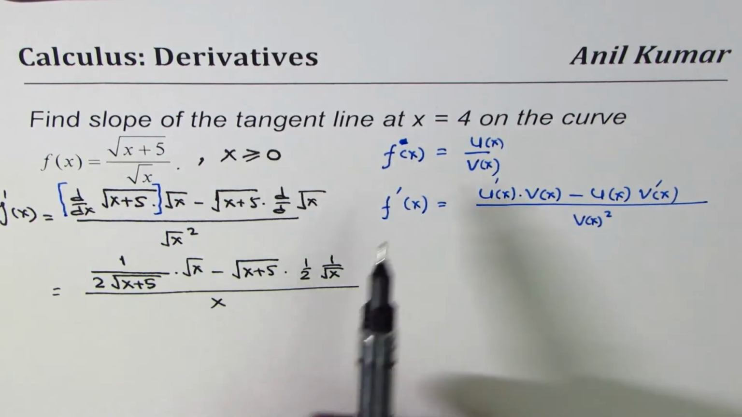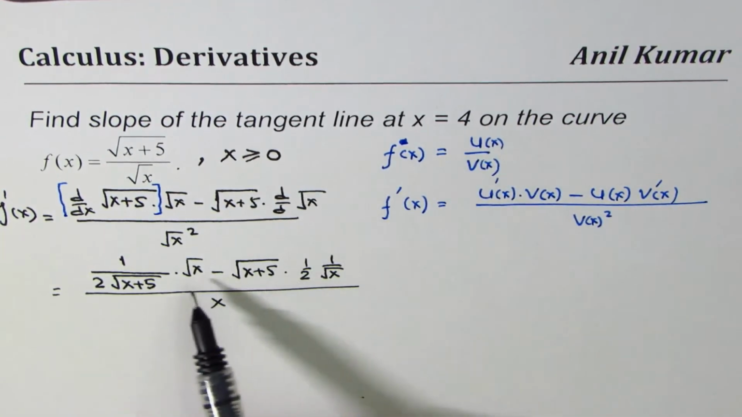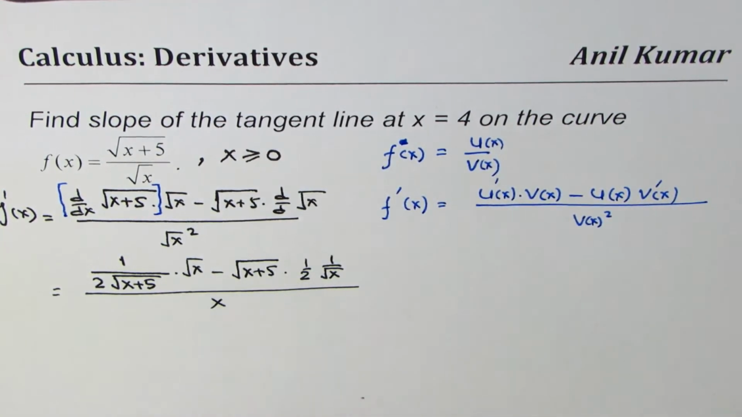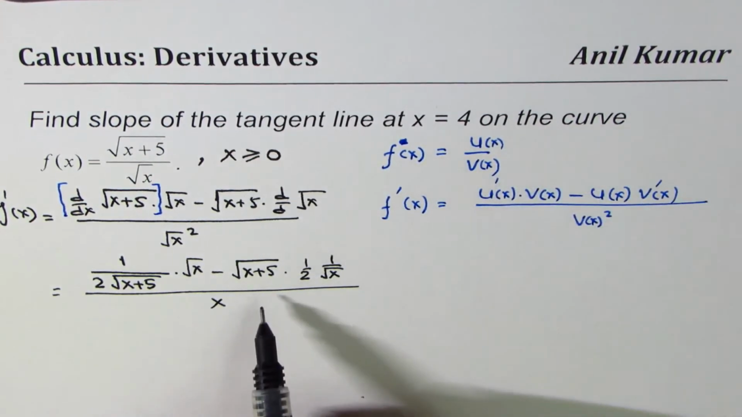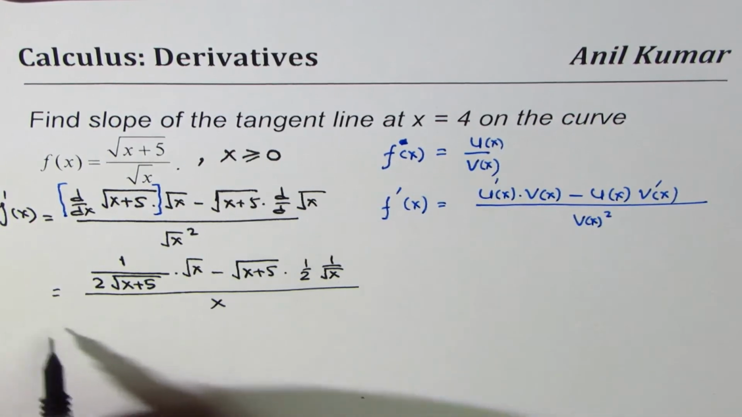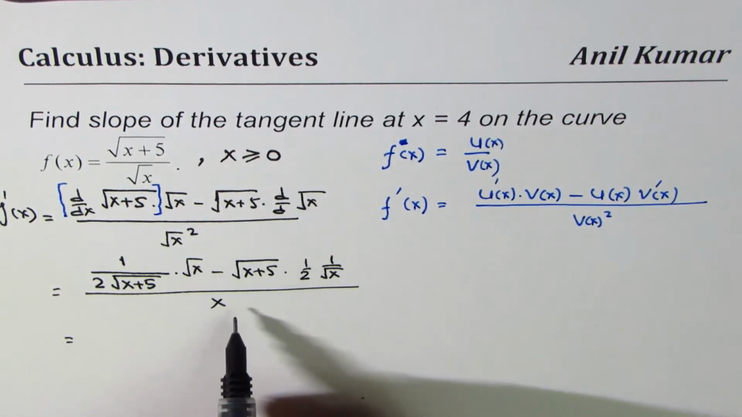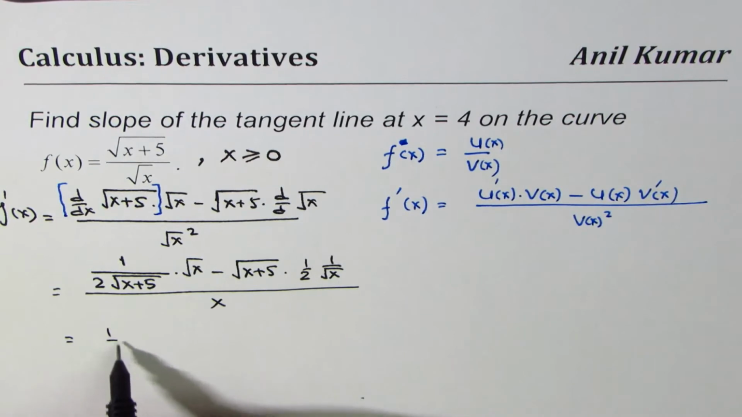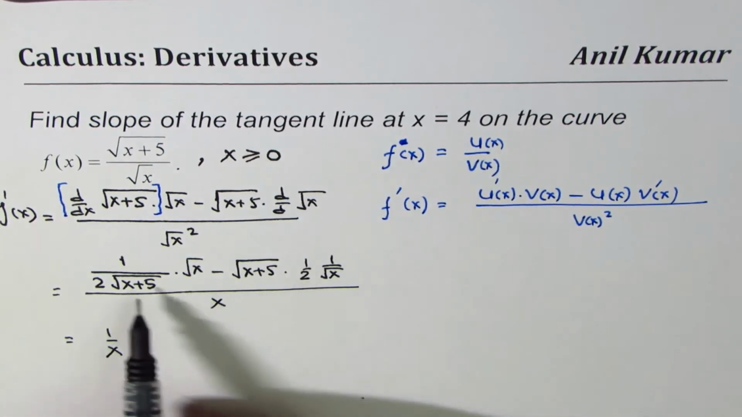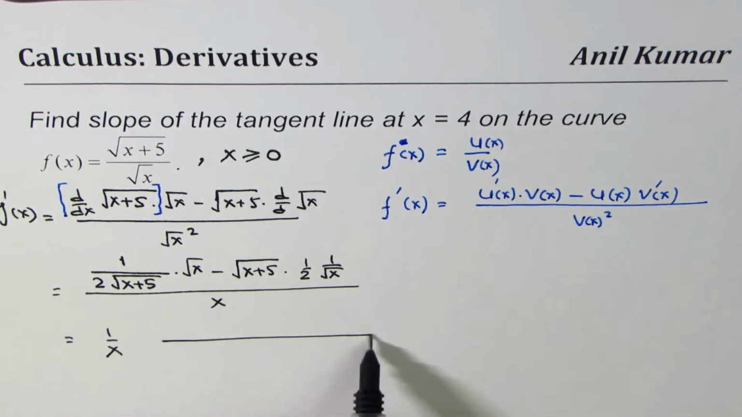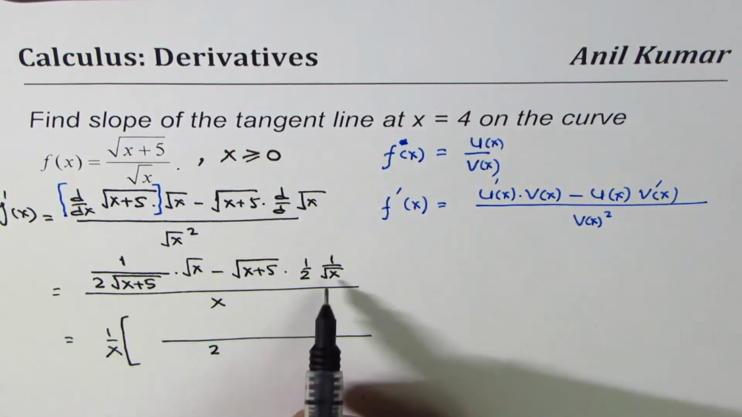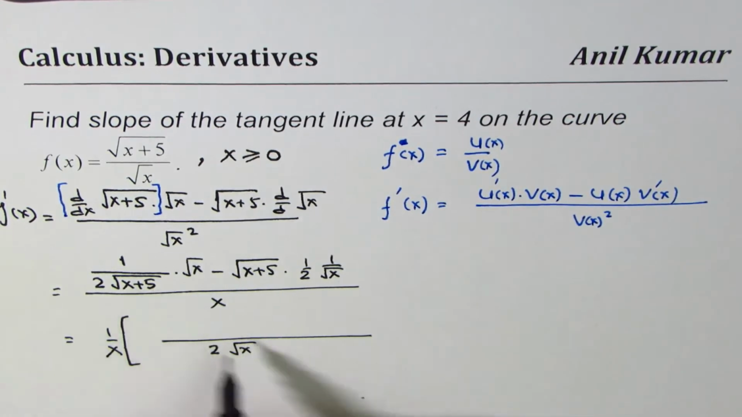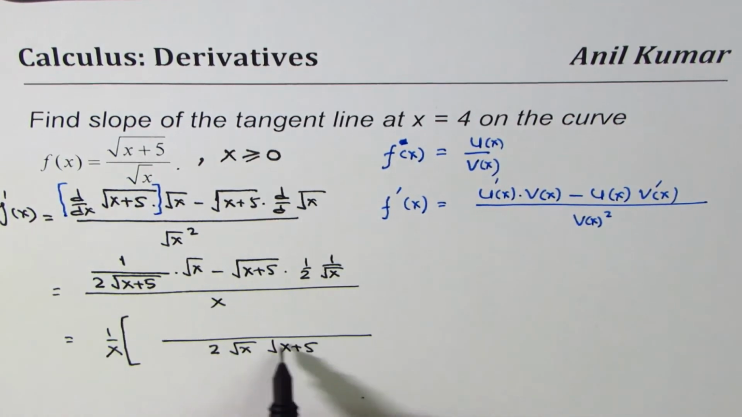Now some of you can straight away plug in 4 right at this stage and calculate the answer. But at times you may be asked to find an expression in simplified form. So I'm continuing to find an expression in simplified form. So this is 1 over x. I want to show you that step also. And in the numerator, we can take the common denominator, 2 square root x square root x plus 5. So that becomes the common denominator.